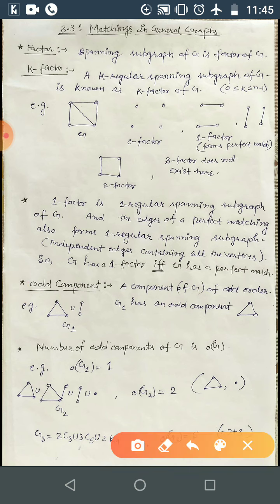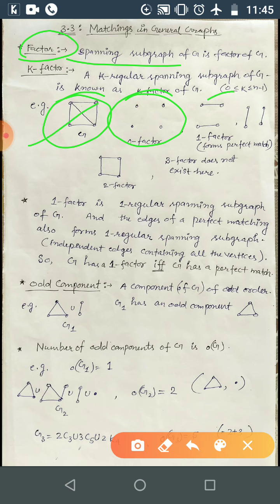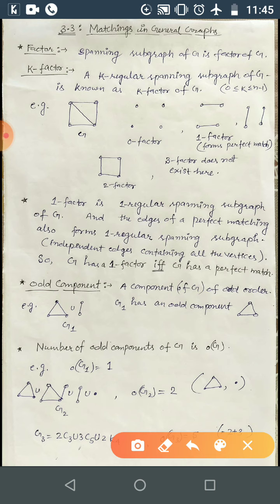Okay, now come to factor. Factor is a spanning subgraph of a graph G. A spanning subgraph is known as factor of G. So every spanning subgraph of G is a factor of G. For example, for this graph, this is a spanning subgraph, so this is a factor of G. This is also a spanning subgraph, a factor of G. This is also a spanning subgraph, a factor of G, and this is also a spanning subgraph, so this is a factor of this G. So every spanning subgraph is a factor of G.